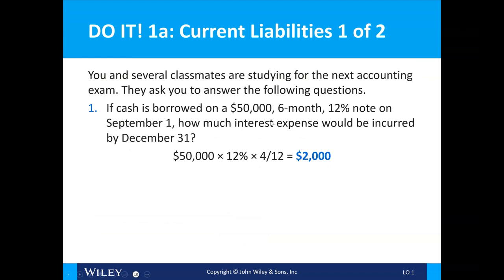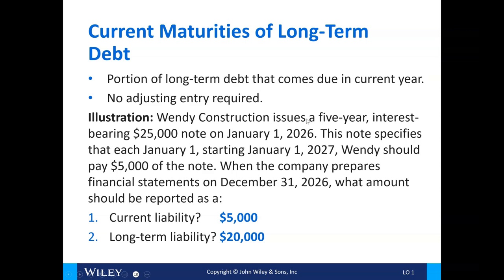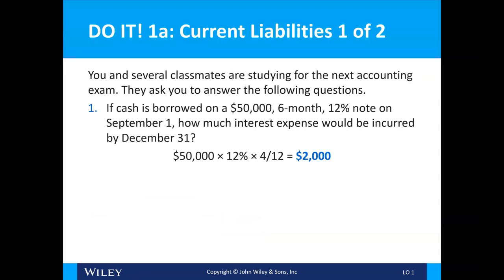So here, cash is borrowed at $50,000. That's 50,000 times 12% times 6 months. All right. So in December, you'll have borrowed this for 4 months. So we come up with 50,000 times 0.12 times 4/12. So we would have to record that interest expense and an interest payable of $2,000 at the end of December.